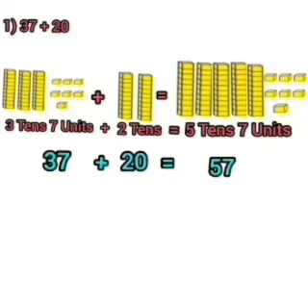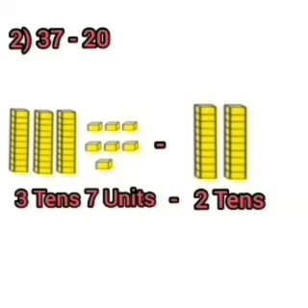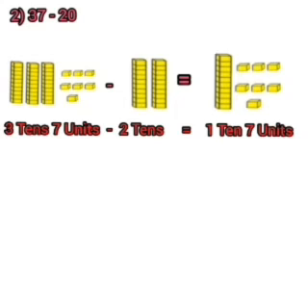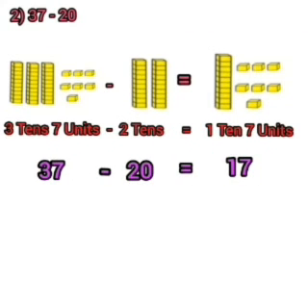Let us see the second one. That is 37 minus 20. 3 tens 7 units minus 2 tens is equal to 1 ten 7 units. That is 37 minus 20 is equal to 17.